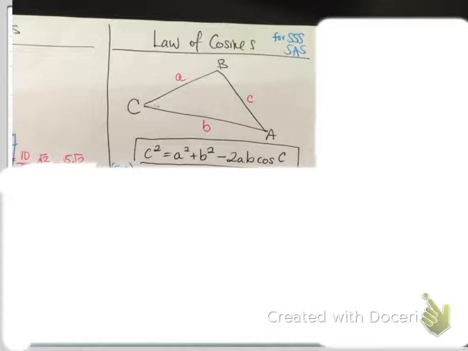For those of you who missed it, the law of cosines is useful when you have SSS or SAS. Think of the law of cosines as a general formula of the Pythagorean theorem. The Pythagorean theorem only works for right triangles, but the law of cosines works for any triangle. The rule looks suspiciously like the Pythagorean theorem, where c squared equals a squared plus b squared, but then you have minus 2ab cosine C. This big C is the angle C, and this little c is the side c.